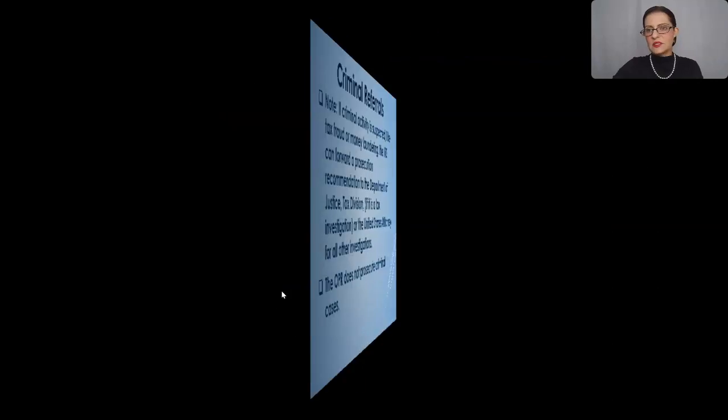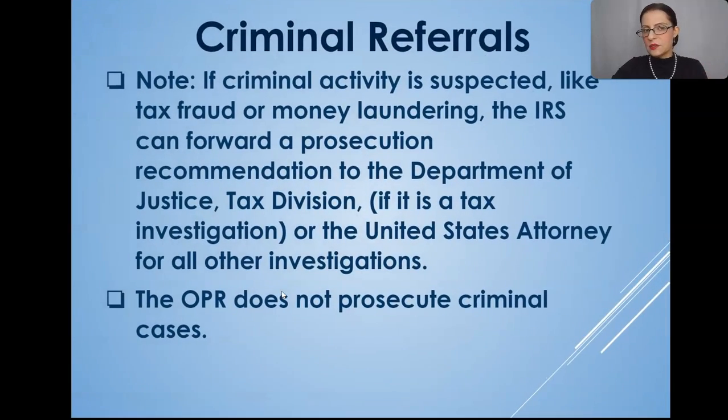Now, with regards to criminal referrals, if criminal activity is suspected, like tax fraud or money laundering, the IRS can forward a prosecution recommendation to the Department of Justice Tax Division if it's a tax investigation, or the United States Attorney's Office for all other types of investigations. The Office of Professional Responsibility does not prosecute criminal cases.